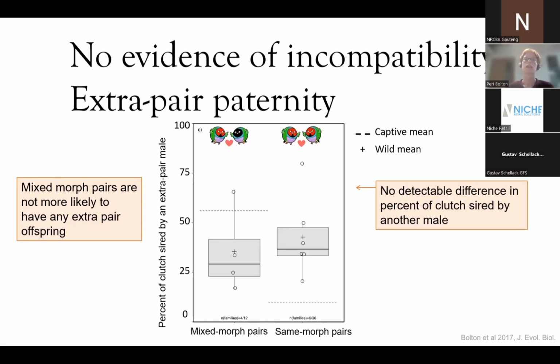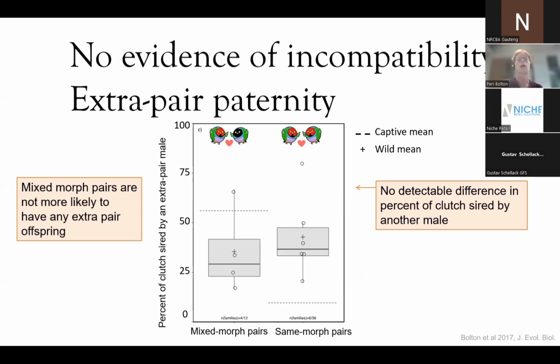And then finally, we looked at cheating in two ways: whether or not there was any evidence of cheating, and what proportion of the offspring. Recall in the experiment, a single mating could sire up to 75% of the clutch. Mixed morph pairs were not more likely to have any extra pair offspring than the same morph pair. And similarly, there was no difference in the percent of the clutch sired by any other male.